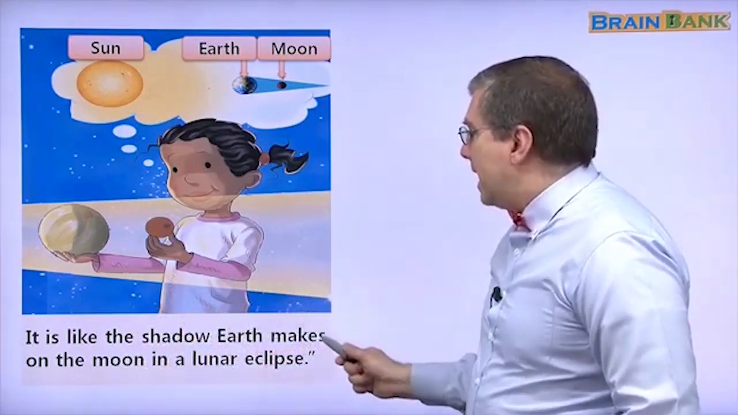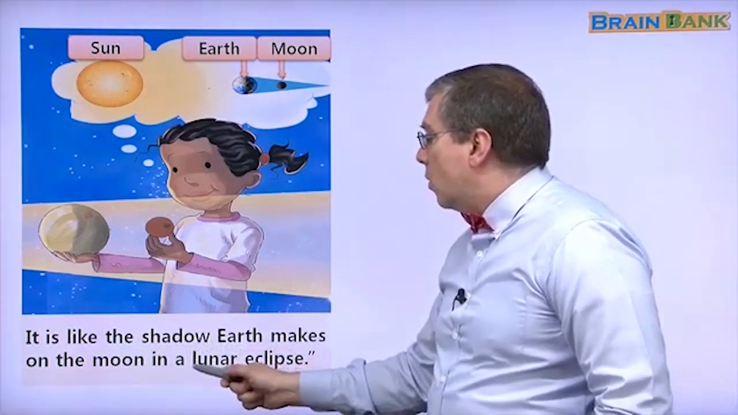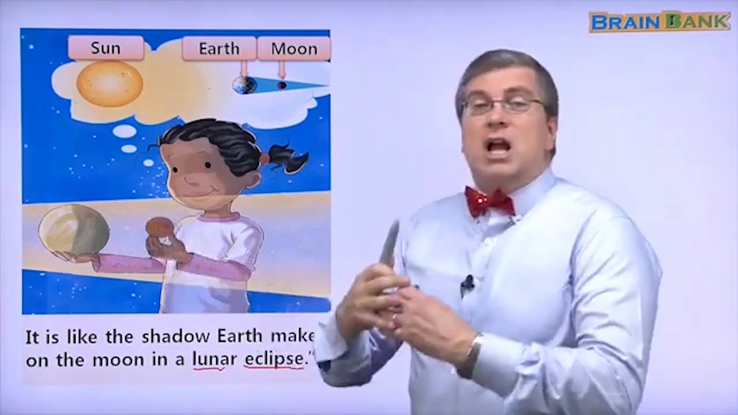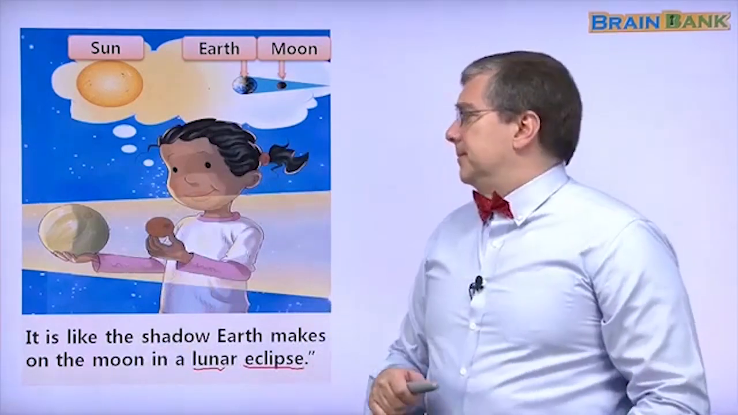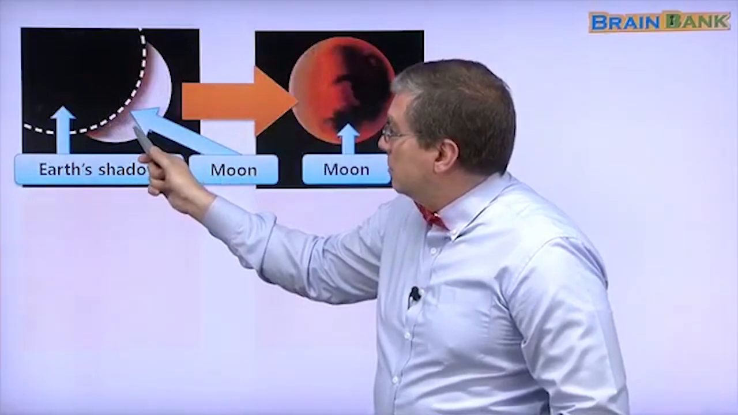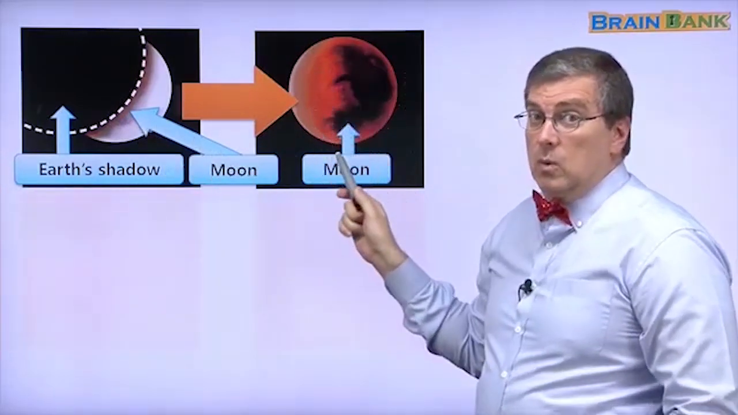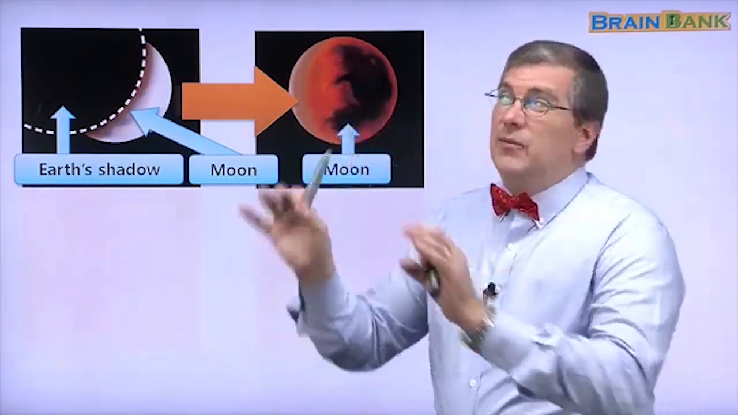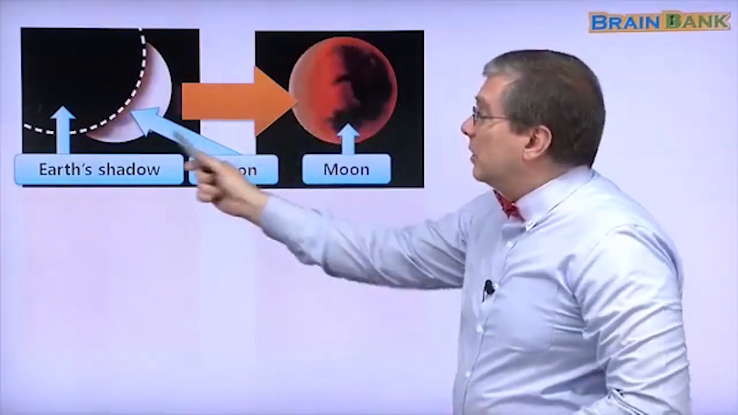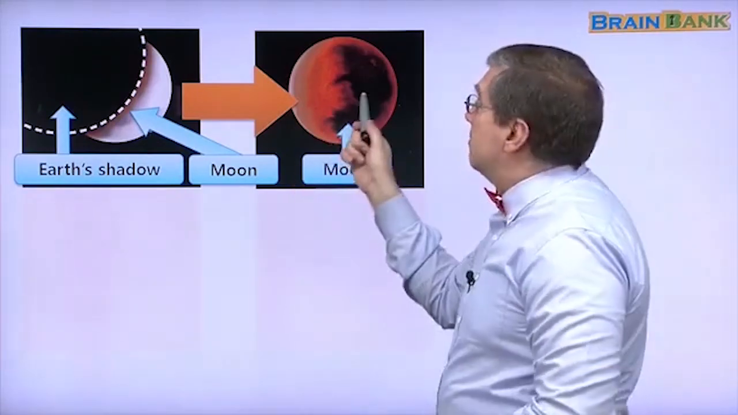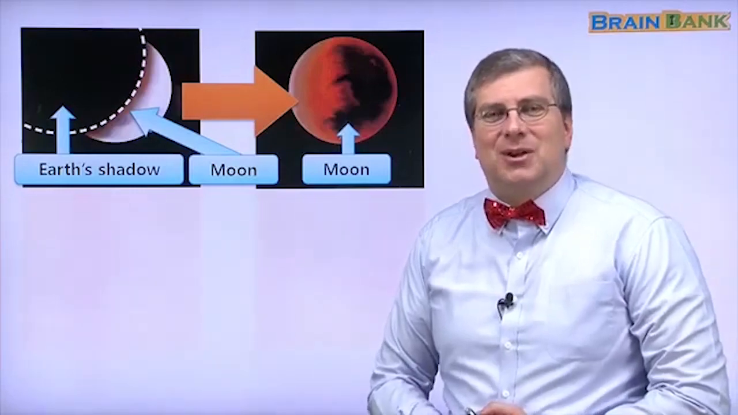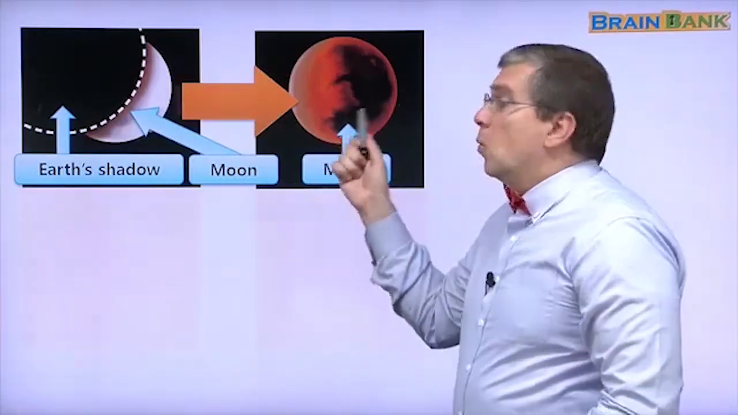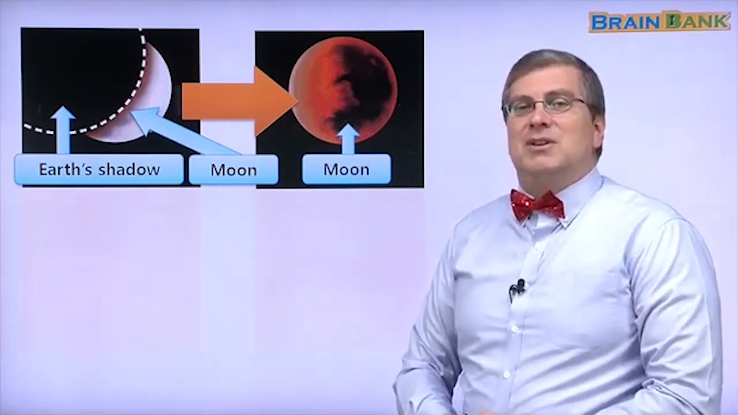It is like the shadow Earth makes on the moon in a lunar eclipse. 월식, right? In a lunar eclipse. It covers the whole moon. The Earth's shadow covers the whole moon. So what does it look like? Earth's shadow is here. Here's the moon. And then the moon looks like this. 와, 빨간 색 있어요. 오, 너무 이상해요, right? Normally, 보통에, usually, the moon is white, very bright white in the sky. But during a lunar eclipse, 월식 day, the moon becomes red. 오, 너무 재밌어요. I saw a lunar eclipse several years ago in America. 미국에서 월식 봤어요. 전에 봤어요. 아, 너무 재밌어요. 와, 이상해요.